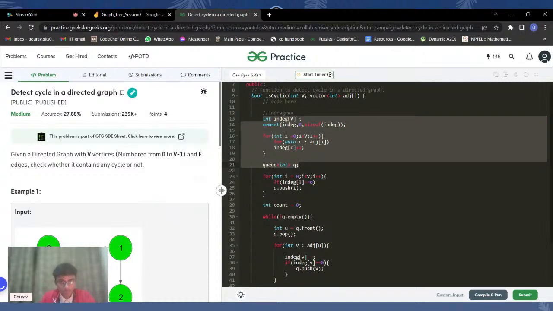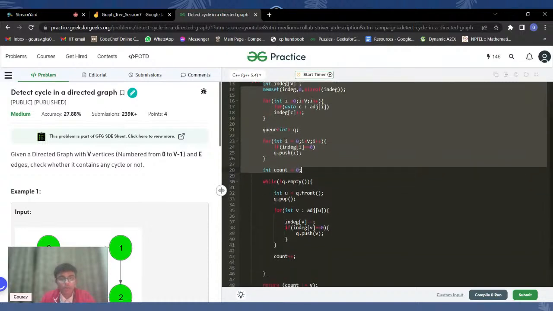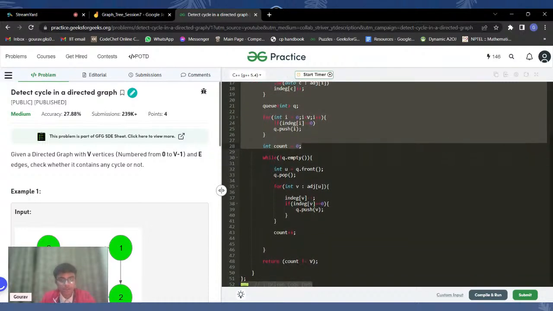This queue will help us perform the BFS algorithm. After that, we are checking all those nodes which had in-degree equal to 0. If the in-degree was equal to 0, we are simply pushing it inside our queue. After that, we are doing int count equal to 0, to count the number of things we are pushing inside our queue.